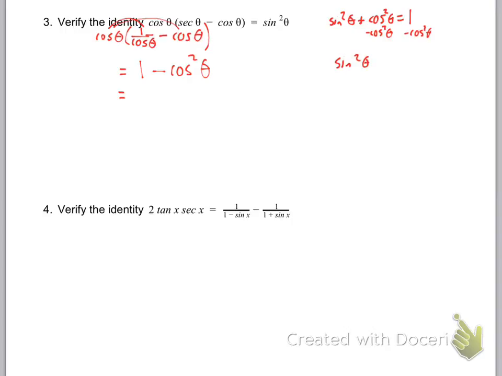So sine squared theta is equal to 1 minus cosine squared theta. So wait, if that's the case, this thing right here is this thing. So doesn't that just equal sine squared theta? And isn't that the same as what I'm asking you to look for? Check, we just did it. I just made the left-hand side look like the right-hand side. Eventually, you should have both sides be saying the same thing.